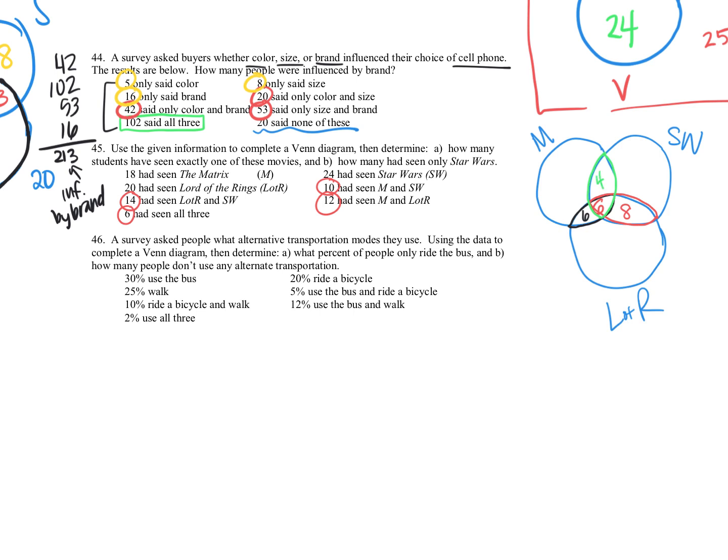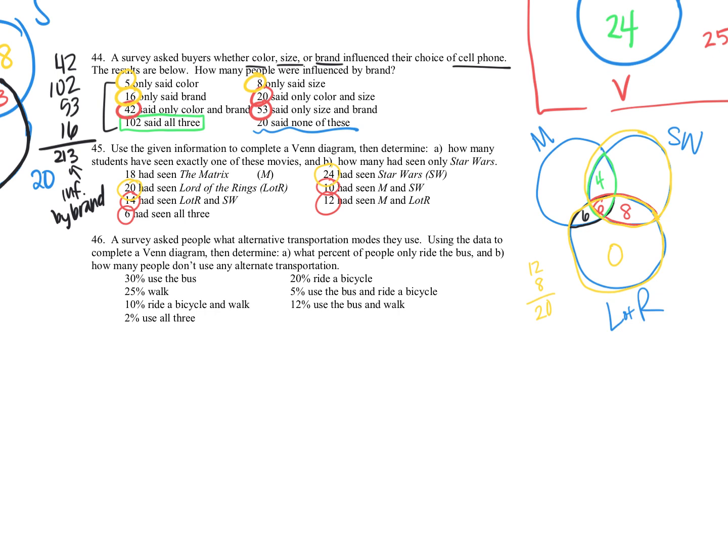And then again, continuing on, it says that 20 people have seen Lord of the Rings. So we know that this entire circle here is supposed to be equal to 20. So we add 6 and 6, that's 12, and 8, that's 20. Oh, that's totally 20. So that means there's no people that have seen Lord of the Rings and haven't seen The Matrix or Star Wars. Okay, 24 people have seen Star Wars. So I'm going to, again, highlight this Star Wars circle. It's got to be 24.